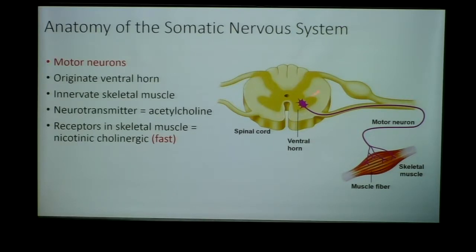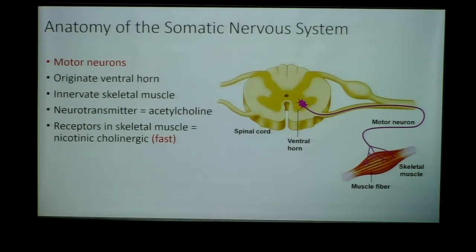So the fibers from the autonomic nervous system come from the lateral horn. The fibers in the somatic nervous system come from the ventral horn, okay? Very, very important distinction to make. So they arise from the ventral horn, they exit on that motor neuron and they make their way to skeletal muscle. They innervate many muscle fibers and together they create what's called a motor unit.